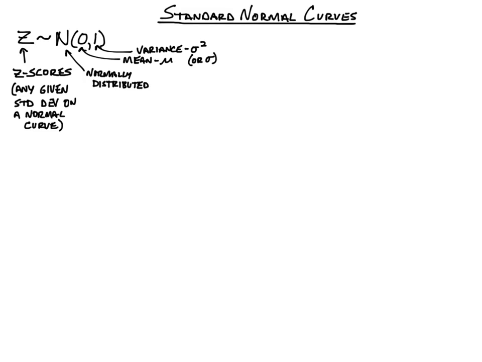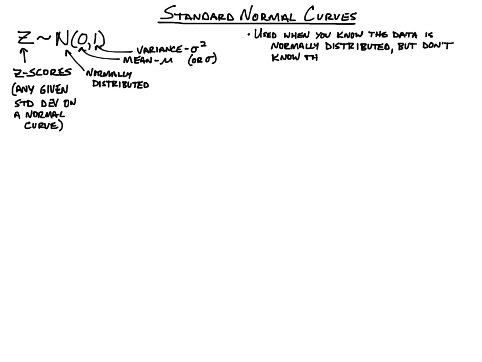Now, what does all of this mean? When do we use this? When does this notation apply? This is really used when we know that the data is normally distributed. So maybe we're told that in one way, shape, or form, but we don't know what the values of the mean and the standard deviation are, or the mean and the variance. We have no idea what those values are, but we do know that the data is normally distributed.